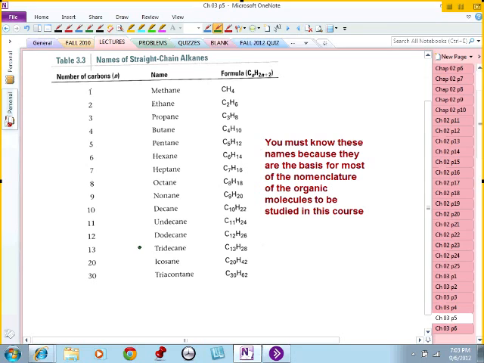Hexadecane. What if you have 17? Heptadecane. What if you have 18? Exactly. What about 19? Nonadecane, not decane. You see how easy that is. So, folks, you need to know this. Now, having known the base name for all alkanes.